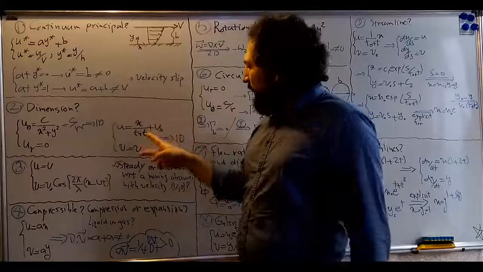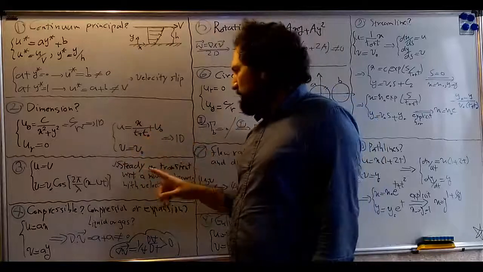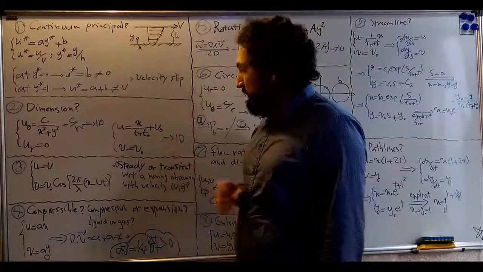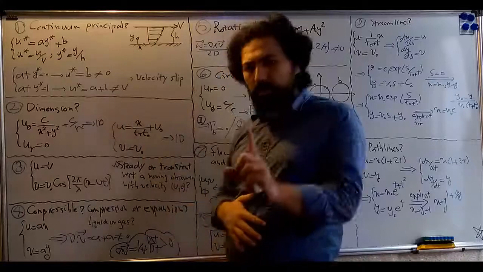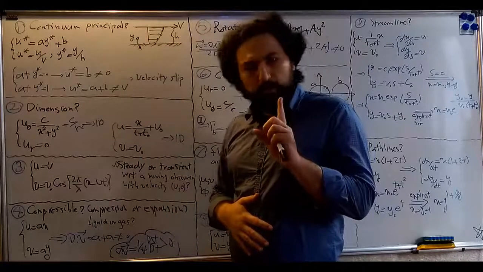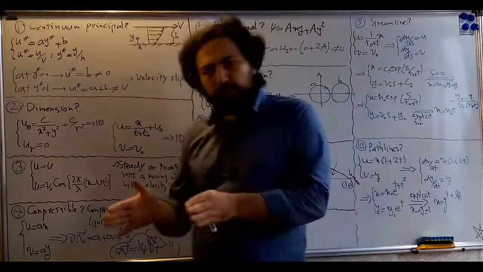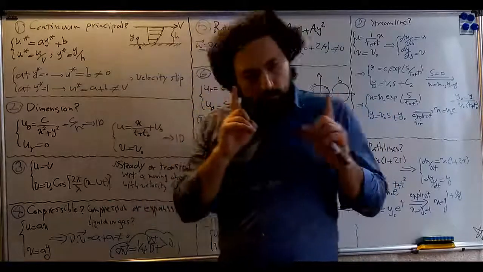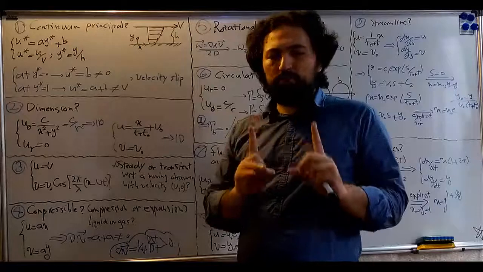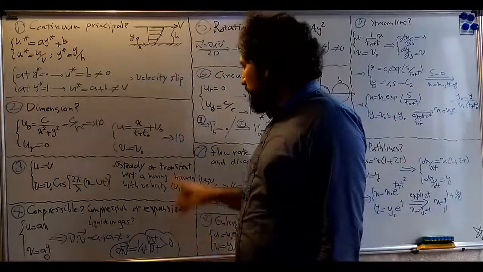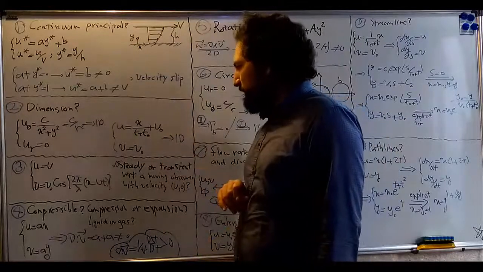The next one, we have two velocity components, but in the formula you just see one geometrical parameter, which is x. So we have a two-component velocity field, but the dimension is 1. So this is a one-dimensional velocity field.